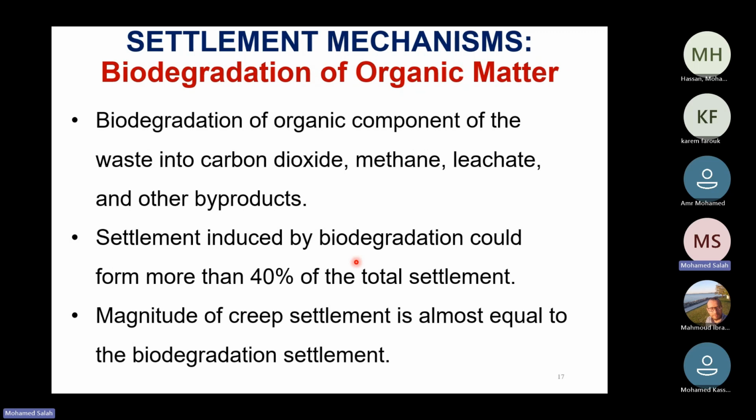The second settlement mechanism is the biodegradation of organic matter. The organic component of the waste biodegrades into carbon dioxide, methane, leachate, and other byproducts. The biodegradation mechanism contributes to more than 40% of the total waste settlement, and the settlement induced by biodegradation is almost equal to that induced by creep settlement.